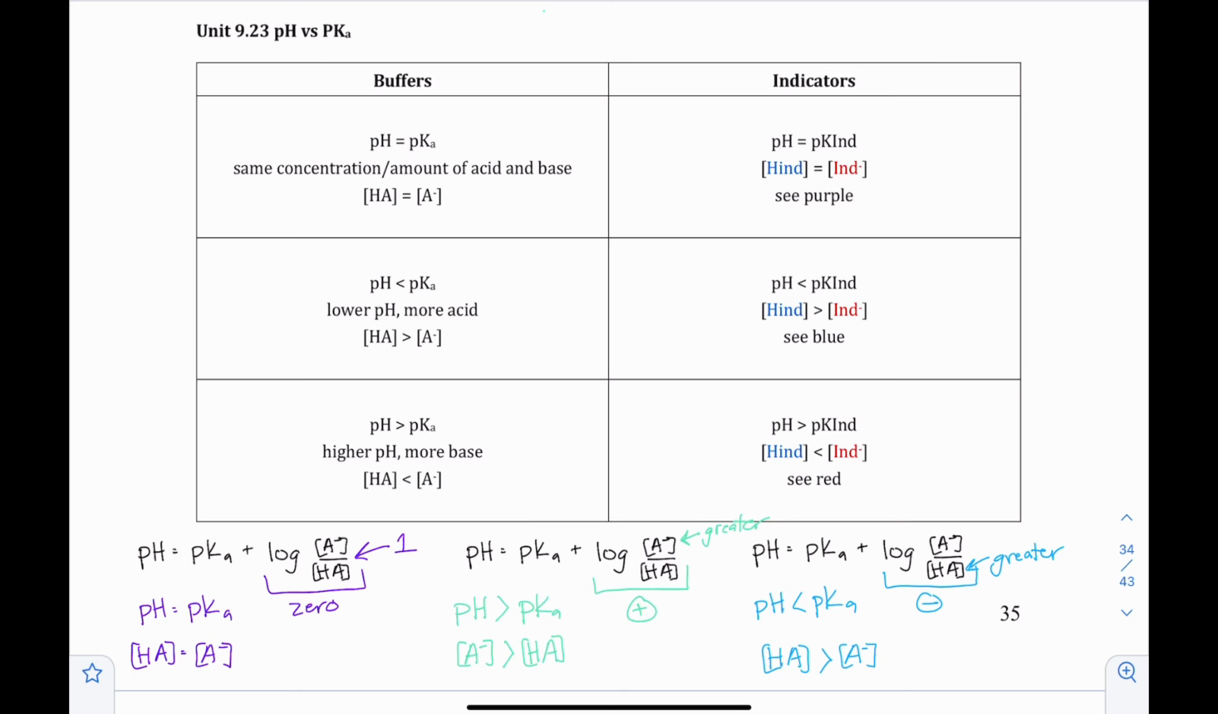A simpler way to remember this is when the pH and pKa are equal, the amount of acid and base are equal. When the pH is lower, there's more acid. And when the pH is higher, there's more base.